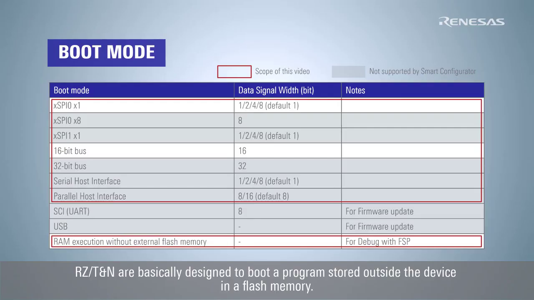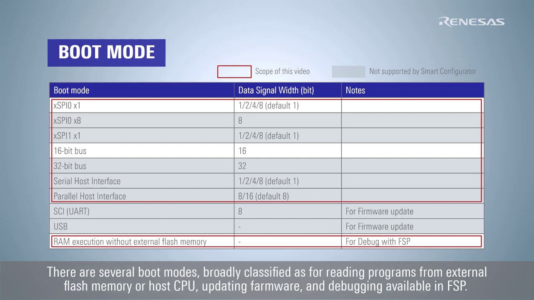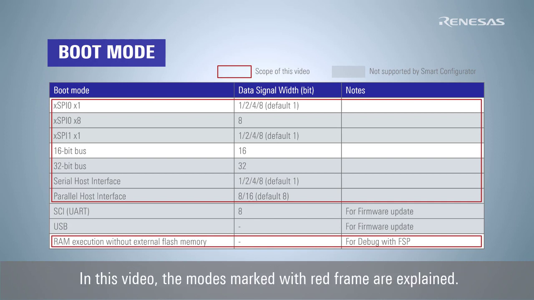RZ/T and RZ/N are basically designed to boot a program stored outside the device in a flash memory. There are several boot modes, broadly classified as for reading programs from external flash memory or host CPU, updating firmware, and debugging available in FSP. In this video, the modes marked with red frames are explained.